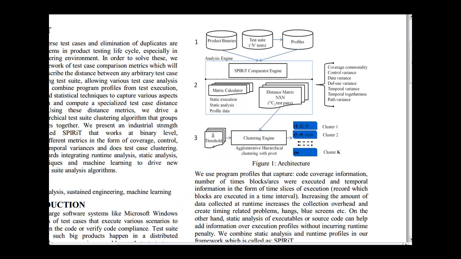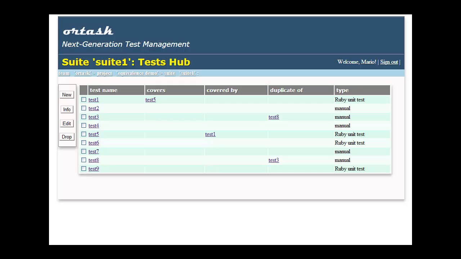That is not useful for two reasons. One, you have to run the entire test suite, and related to that is that is very expensive. It costs time. And number two, you want to know a priori before running any test which tests are duplicate, what tests cover other tests. And that is the approach that Ortask takes. It's a very lightweight approach. And the way it does it is by using something called the model, which is a mathematical concept. So let's get started here.